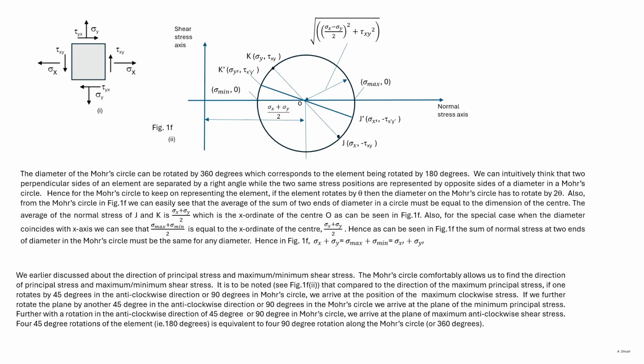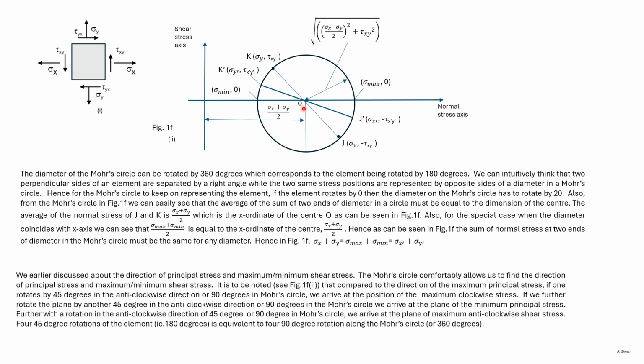We earlier mentioned that if we rotate this element by 180 degrees, then we'll come back to the same configuration. That is, the same stresses will act on the element. Let us represent the stress on this face and this face as J and K in the Mohr circle. The diameter JK, if it's rotated by 360 degrees, then we'll come back to the same position J and K. It's the same as rotating this element by 180 degrees.